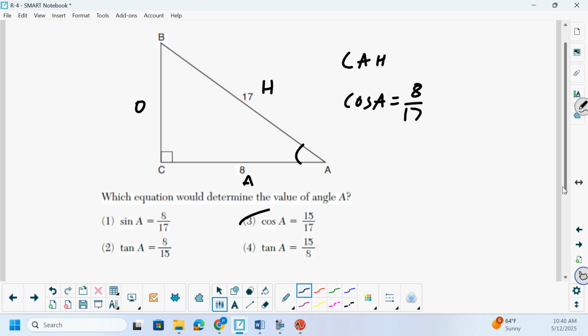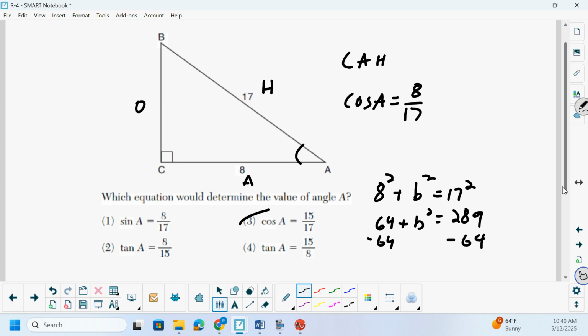So what we can do is we can do Pythagorean theorem to get that missing side. So we can do 8 squared plus b squared equals 17 squared. That'll give us 64 plus b squared equals 289. If we subtract the 64 over, we'll get b squared equals 225. And taking the square root, that gives us b equals 15.